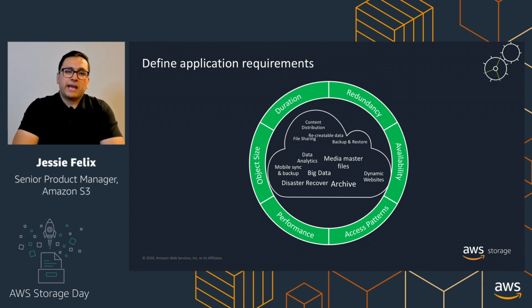No one knows your applications as well as you do, and so you are the person who defines what these requirements are. Key questions to ask yourself are, what durability and redundancy do you want? What availability is right for your use case? How often do you access your storage? What performance do you need? Millisecond latency? How big or small are your objects? And how long do you intend on storing them on S3?